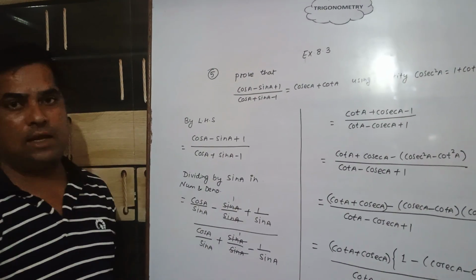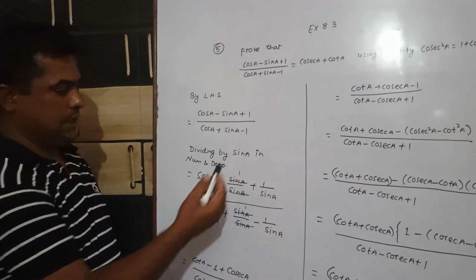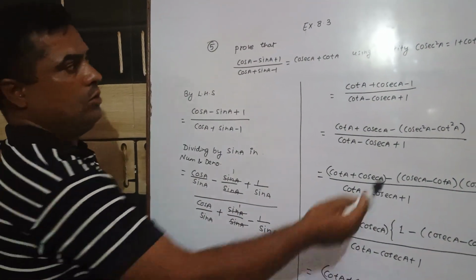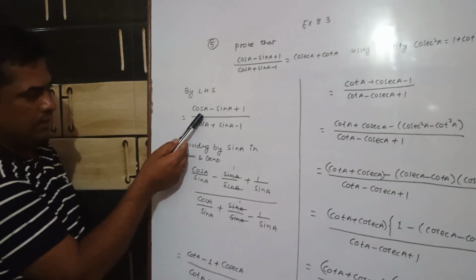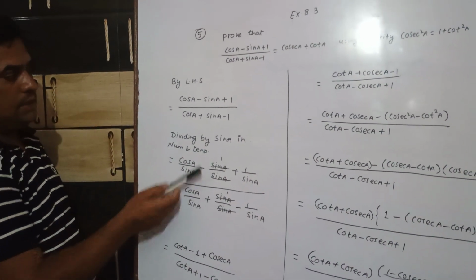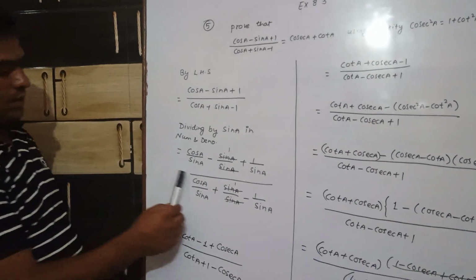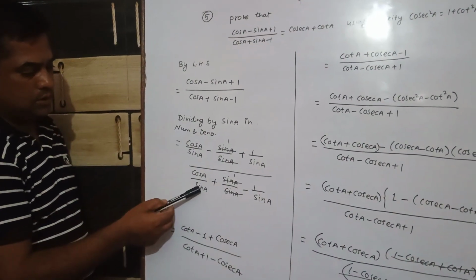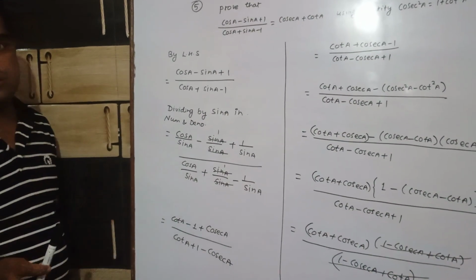Dividing by sin A in the numerator and denominator. Why are we dividing by sin A in the numerator and denominator? Because we have to convert this cos in terms of cot. We are dividing by sin, so we can write here cos upon sin minus sin upon sin plus 1 upon sin. In the denominator, cos upon sin plus sin upon sin minus 1 upon sin.